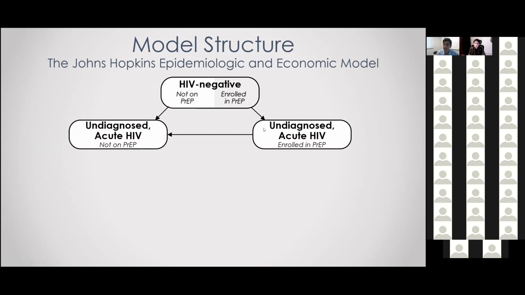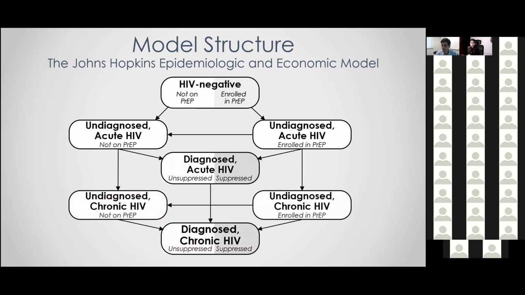And notably, some people can still be in a PrEP program, be HIV infected, but be as yet unaware that they have HIV. And then as they get diagnosed, they move to a diagnosed compartment, and people in the diagnosed compartment also have a proportion who are suppressed and a proportion who are unsuppressed. And then with the passage of time, people can move from acute HIV to chronic HIV. Right, so that's sort of the compartments that we use for HIV status.